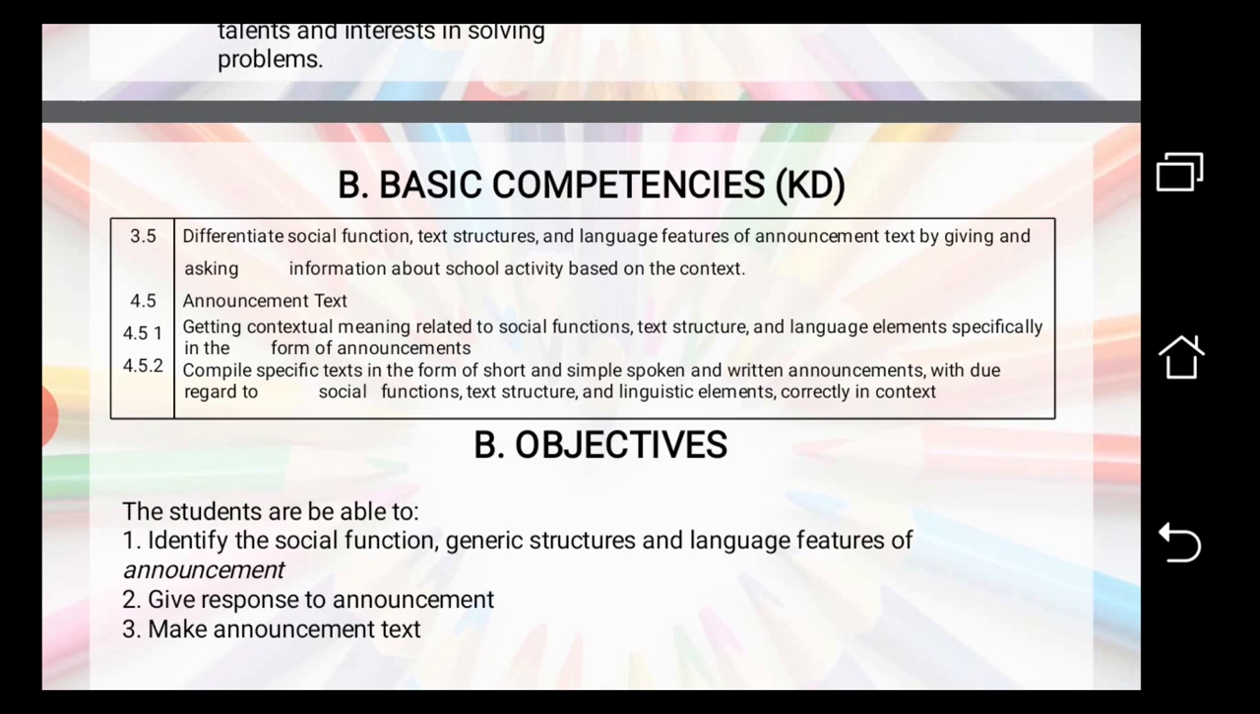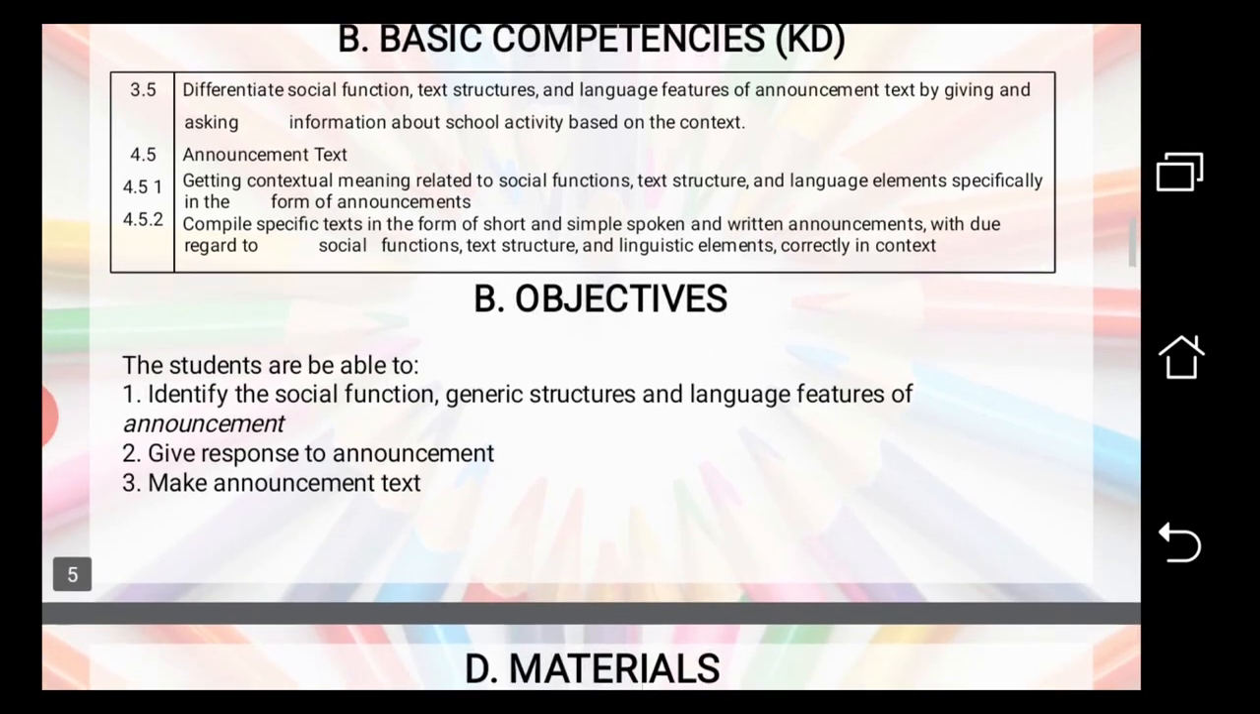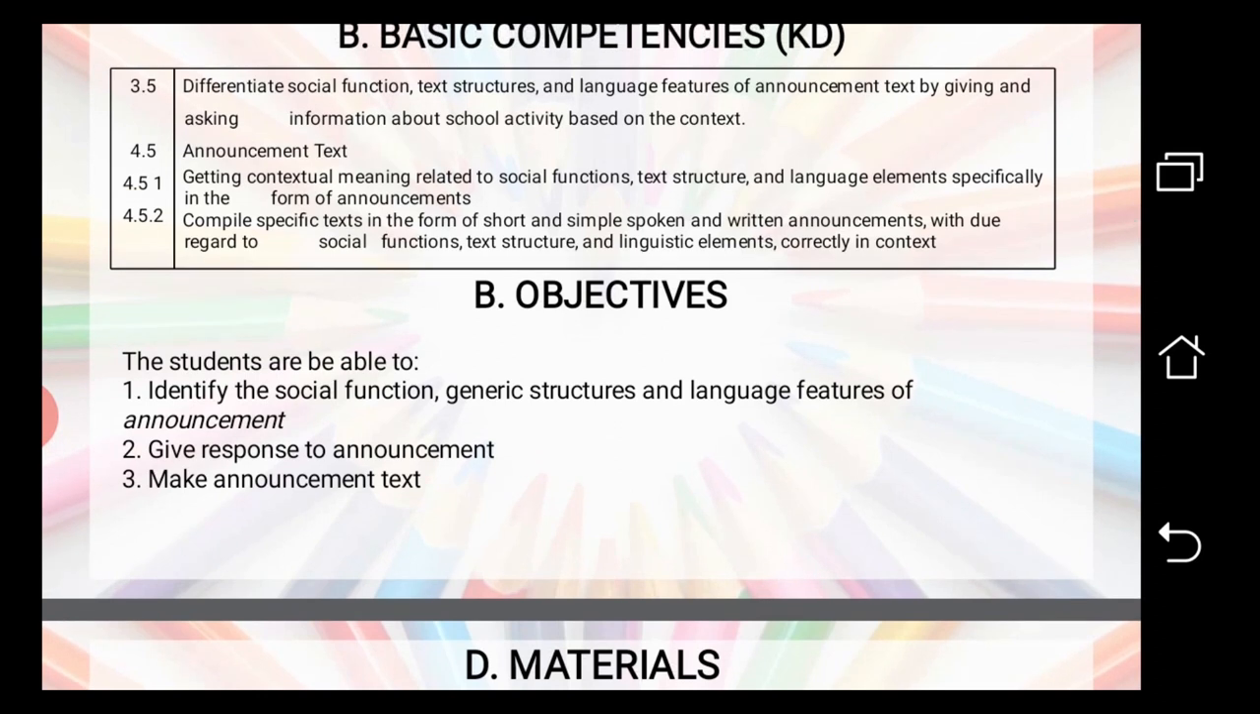And then 4.5, which is related to psychomotor, is divided into two. Basic competence number 4.5.1 is getting contextual meaning related to social functions, text structure, and language elements, specifically in the form of announcements. And basic competence number 4.5.2 is completing the specific text in the form of short and simple spoken and written announcements with due regard to social functions, text structures, and linguistic elements correctly in context. For the objectives of the teaching, the students are able to, first, identify the social functions, generic structures, and language features of announcements. The second is give response to announcements, and objective number 3 is make announcement text.